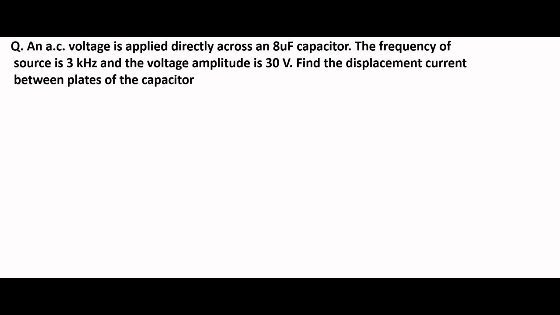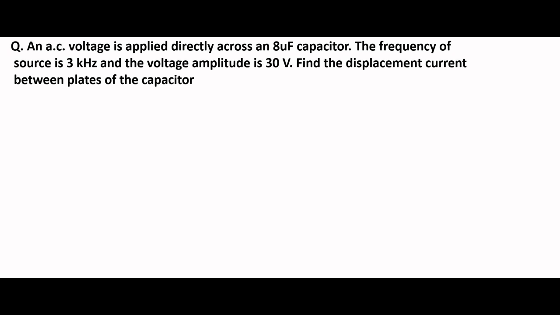Hello friends, so here is another question on displacement current. The question is that an AC voltage is applied directly across an 8 microfarad capacitor. The frequency of the source is 3 kilohertz and the voltage amplitude, which means the maximum value or the positive or negative peak, is 30 volt in magnitude. Find the displacement current between the plates of the capacitor.